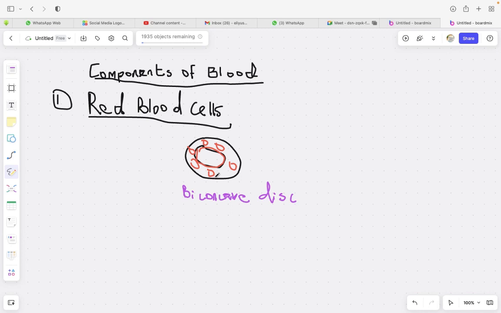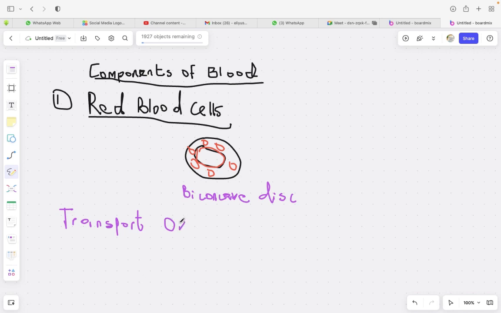Now let's talk about the function, what they do. The function of the red blood cells is to transport oxygen around the body. That's the main job of the red blood cells: to transport oxygen.